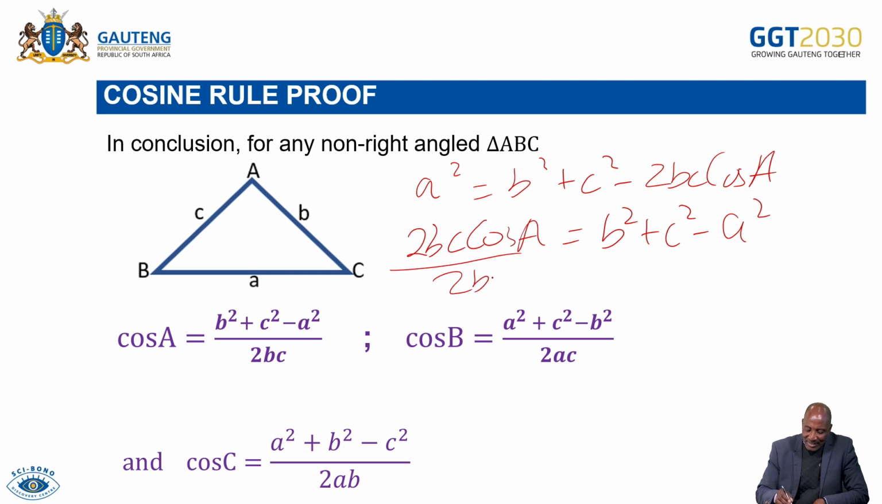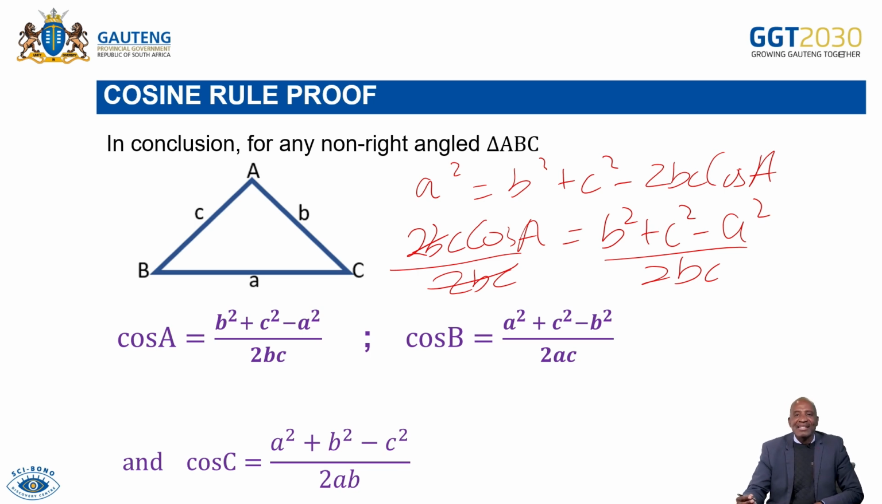Divide both sides by 2bc. Then that's how you make cos A the subject of the formula. You do likewise for the other two. You must go and practice that at home.